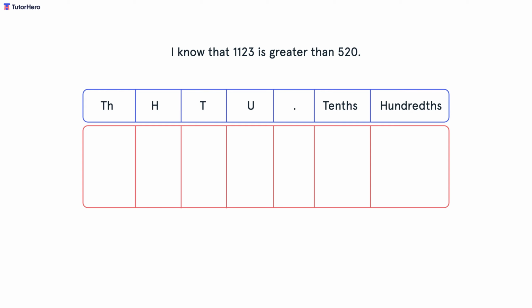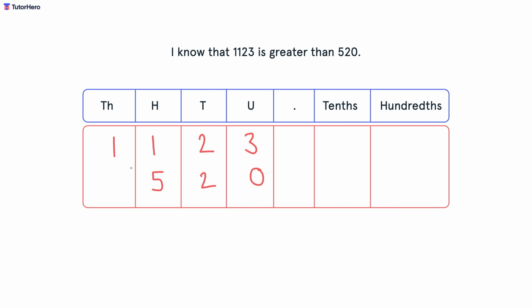I know that 1,123 is greater than 520. Let's use our place value chart to help us. 1,123 has 3 units, 2 tens, 100, and 1,000. 520 has 0 units, 2 tens, and 5 hundreds.